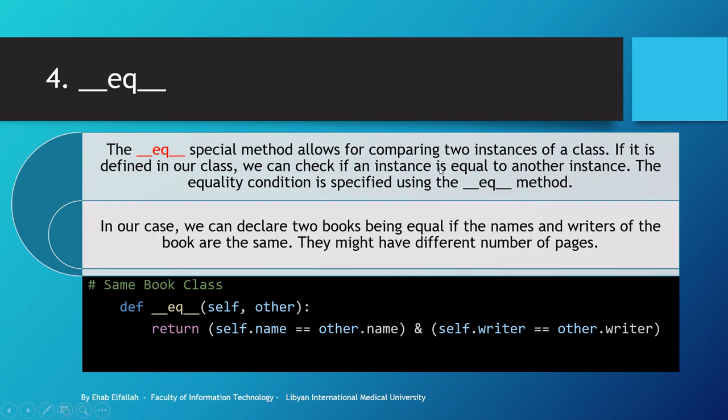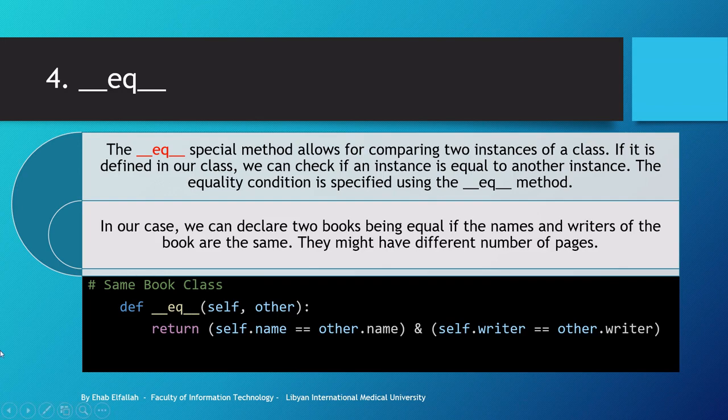So in our case, we can declare two books being equal if the name and writer of the book are the same. In the previous examples, we have three attributes: the name of the book, the writer of the book, and the number of pages. We didn't consider the number of pages a big issue in the book equality, so we can just say that if the books have the same name and the same writer, then the books are equal to each other.